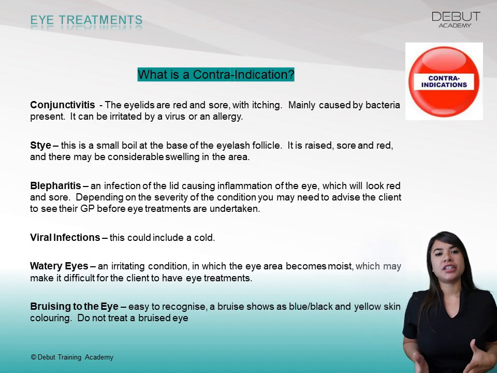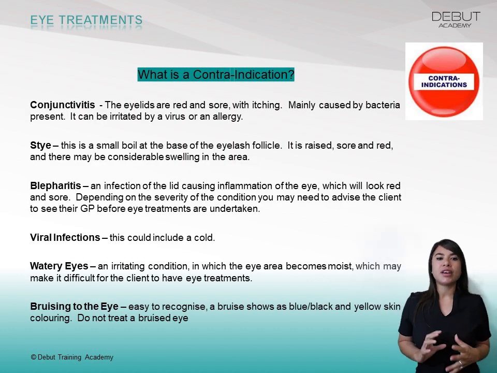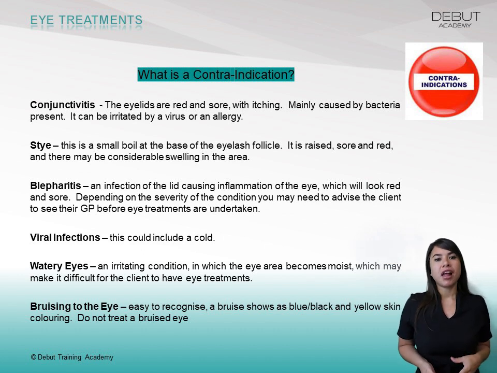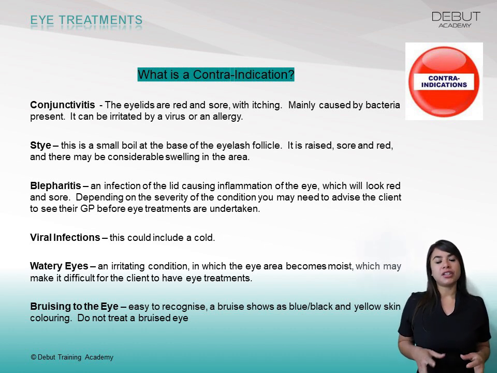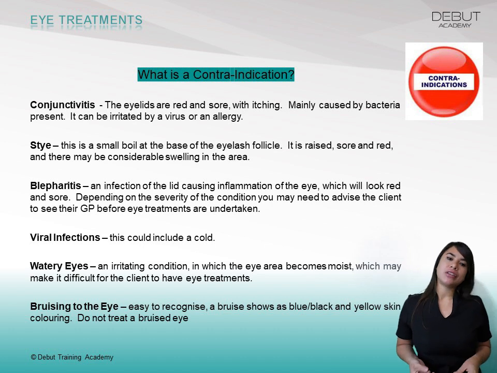What is a contraindication? A contraindication is something that will stop you from doing a treatment, and a restriction is something that you're going to work around. So as we're working on the eyes, we're going to start off with conjunctivitis. Now this is an infection and it's very contagious. With conjunctivitis, your eyelids can look red and they can look sore.